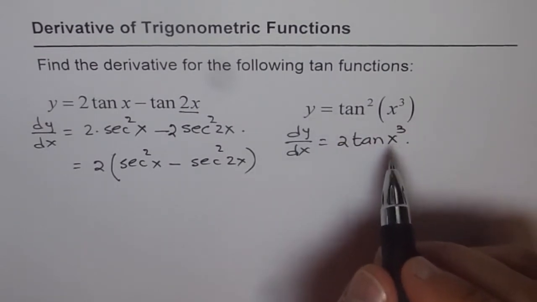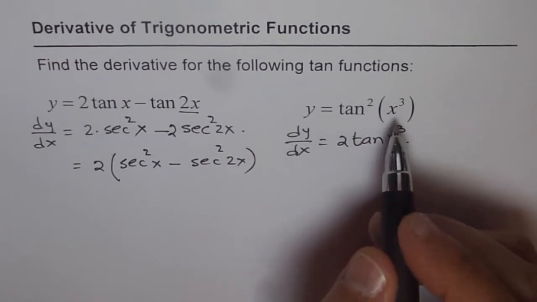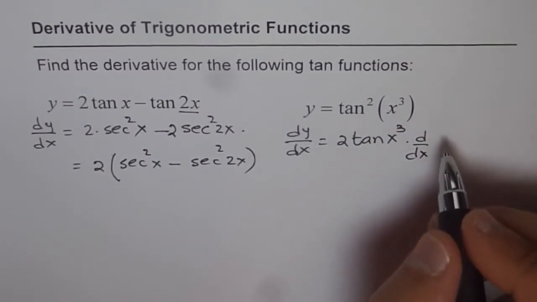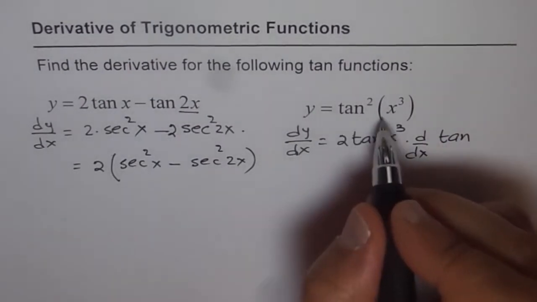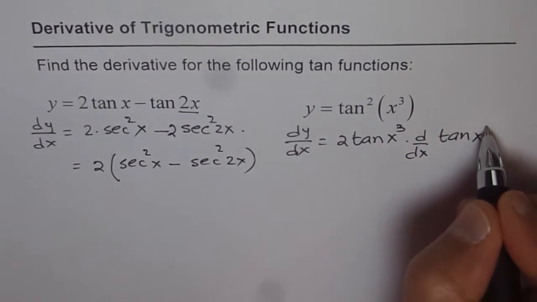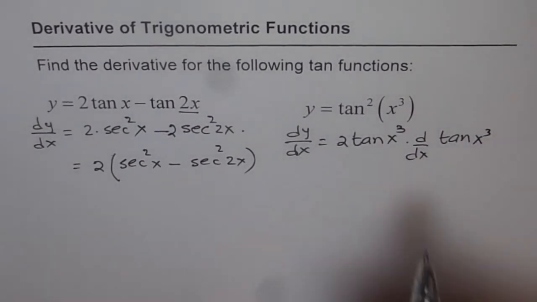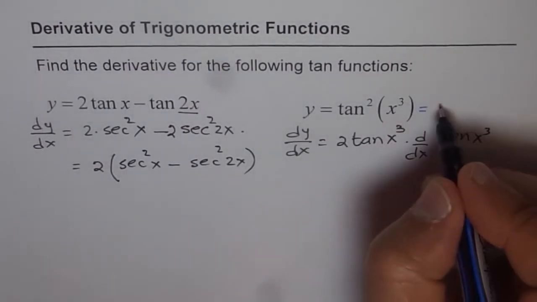So actually there are two stages to this. We get 2 times tan of x, and the inside function is tan, let me write this, d dx of tan x cubed. You understand? This is what I'm trying to say. Consider the function like this. Sometimes I've felt that students get confused about it. Let me rewrite the question, then you will understand better.